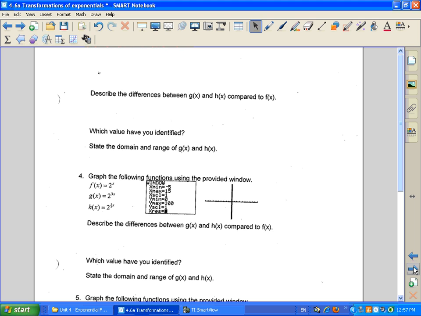So I'm going to flip the page here, and we're going to talk about that. So the y-intercepts have changed. The y-intercepts have changed slightly. Okay. Because y equals A. All right. So what do we have here, folks? We have a vertical stretch.